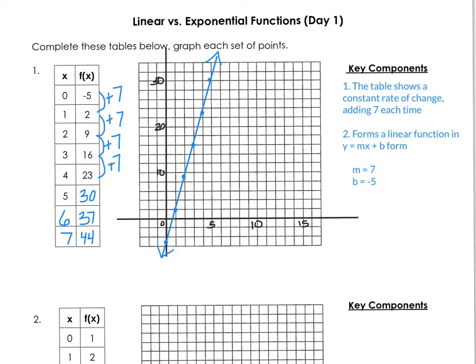So this tells me that the rate of change and the y-intercept can go in to write the equation of the line: y equals 7x, because that's the slope, mx, minus the 5. So that would be the equation of the line. So those are the two main things. We have this constant rate of change shown with a common difference in the table, making it a linear function.